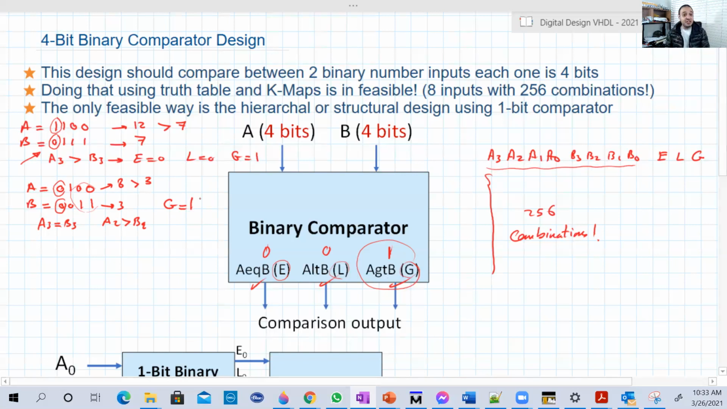So we can deduce the following: G will be 1 in the following cases. The first case is if A3 is greater than B3. This is the first case in which G will be 1. Another case is A3 is equal to B3, but at the same time A2 is greater than B2.